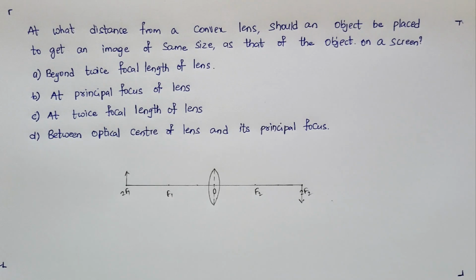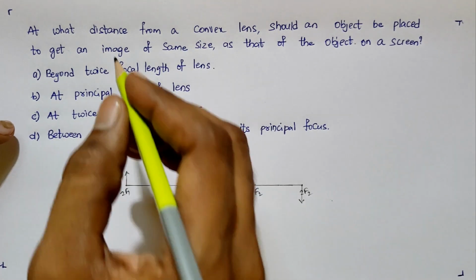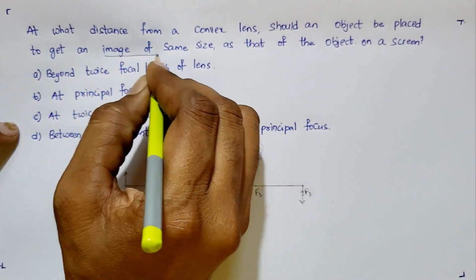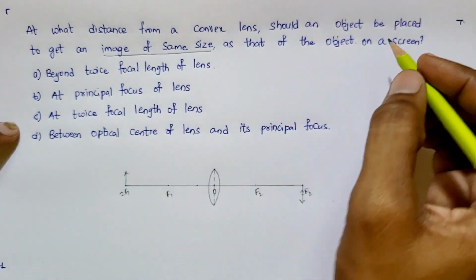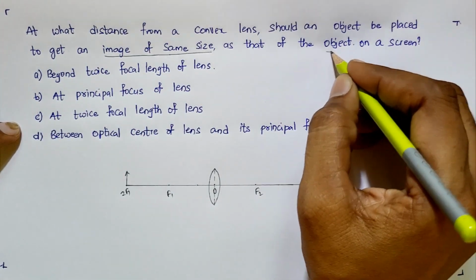So today I brought a question to you, an MCQ, which was asked in the previous year question papers. What is it? At what distance from a convex lens should an object be placed to get an image of same size as that of the object on a screen? Points to be observed here is: image of same size, and the image is to be obtained on a screen.